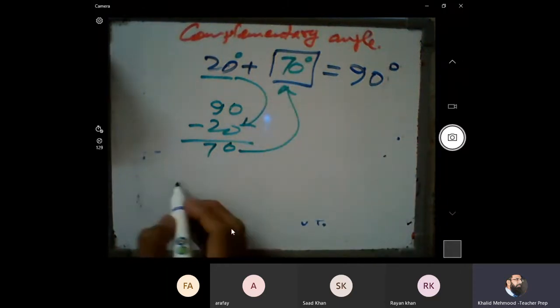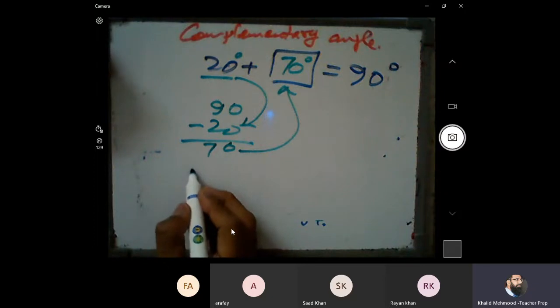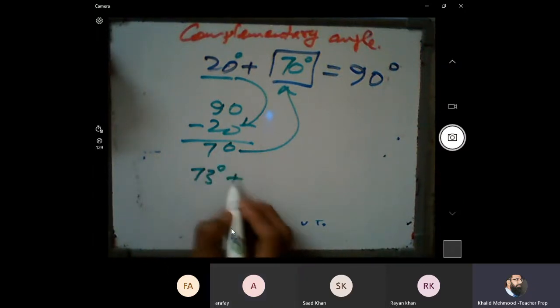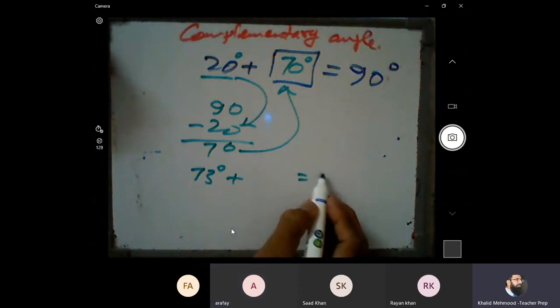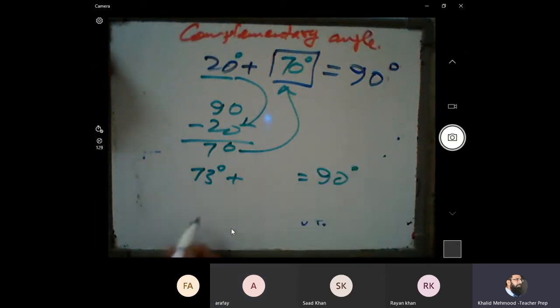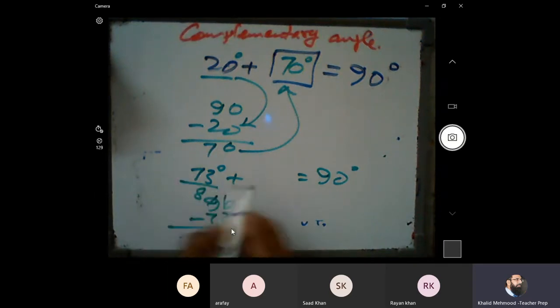Okay. So if we have 73 degree and we are asked to find the complementary angle, what will we be doing? We'll be subtracting from 90. So 90 minus 73 will be our complementary angle. So now carry forward, it becomes 8. 10 minus 3 is 7 and 8 minus 7 is 1. So this 73's complementary angle is 17 degree. Getting it now? Okay.